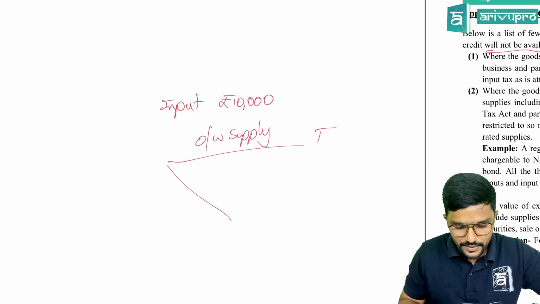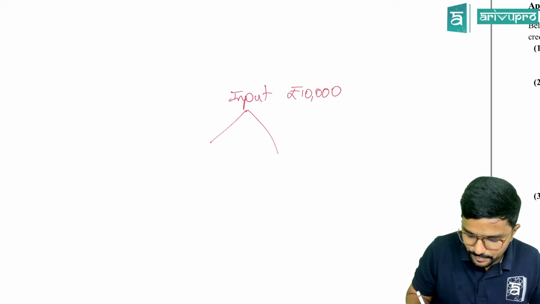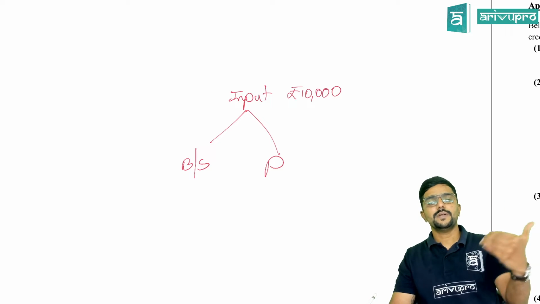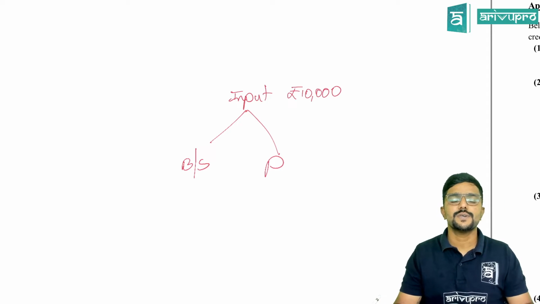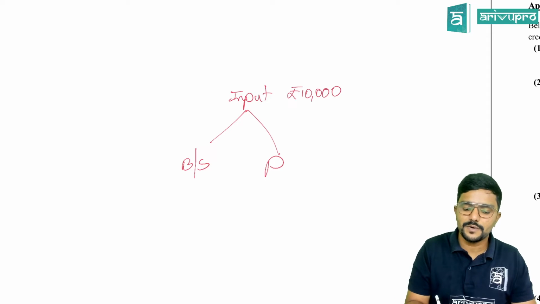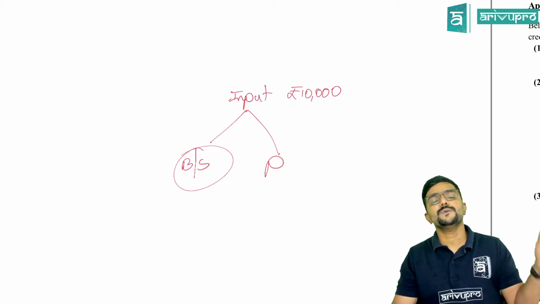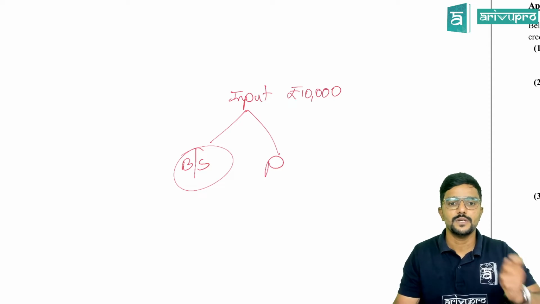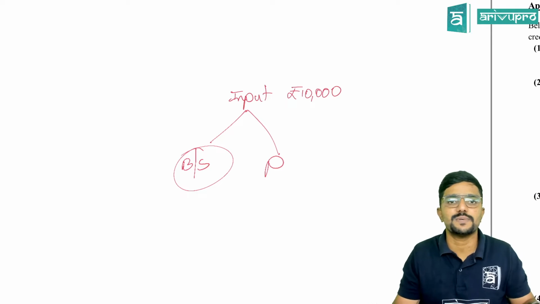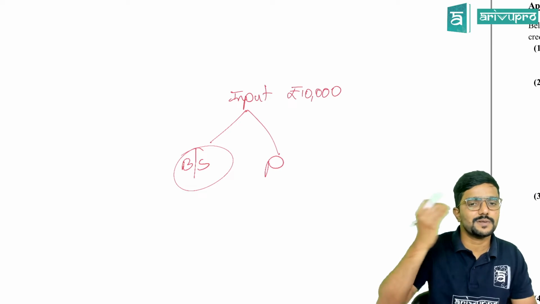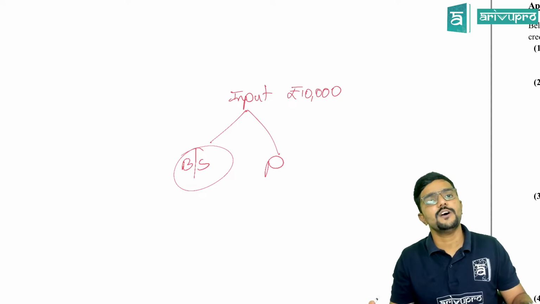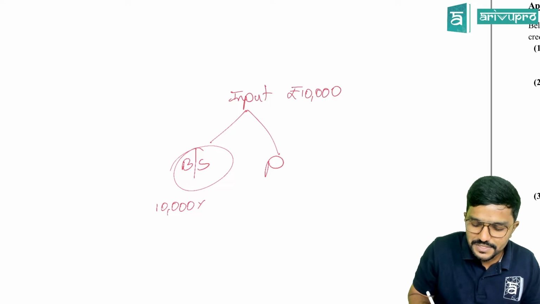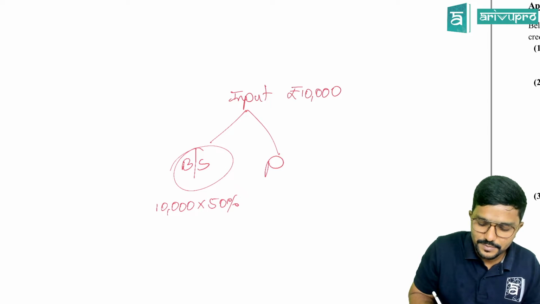Yeah. Now you are using this input for two purposes, partly for business, partly for personal purpose. Whatever input you have purchased and paid 10,000 tax, you can claim credit only if it is used for business purpose. You need to see how much you are using for business purpose, whether 30%, 40%, 50%. So whatever is attributable to business purpose. Assume you are using 50% for business purpose, 50% for personal purpose. In that case, how much credit can you claim? Only whatever is attributable to business purpose, which is 5,000.